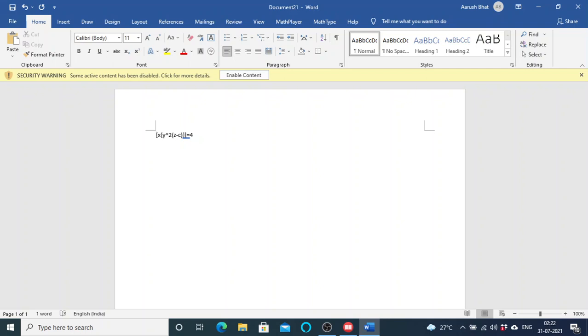Page 1 baseline. Left bracket x left brace y caret 2 left parenthesis z dash c right parenthesis right brace right bracket equals 4, return, baseline blank. As I said before, those grammar errors and spelling errors are annoying.